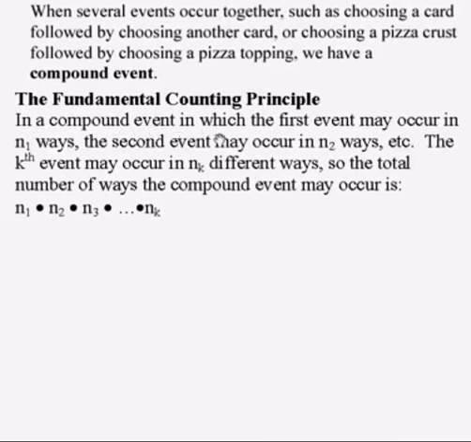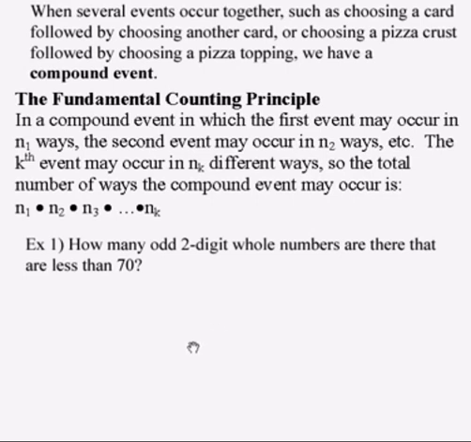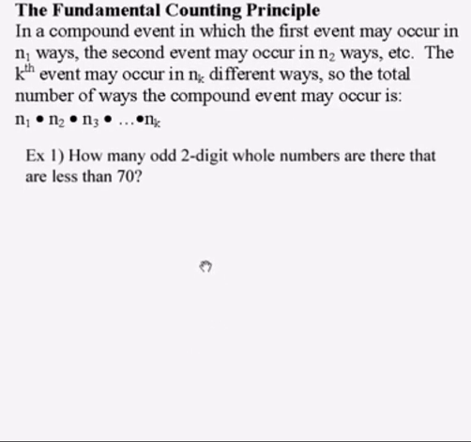And in a compound event, the fundamental counting principle comes to play. In a compound event where the first event may occur n sub 1 ways, the second event can occur n sub 2 ways, etc., the kth event would occur in n sub k different ways. The total number of ways for the compound event to occur is by multiplying all those choices as we go. N sub 1 times n sub 2 times n sub 3, etc. through n sub k. So as we look at that compound fundamental counting principle, let's look at it, applying it to this problem, trying to make it a little bit more simple than the pizza one.